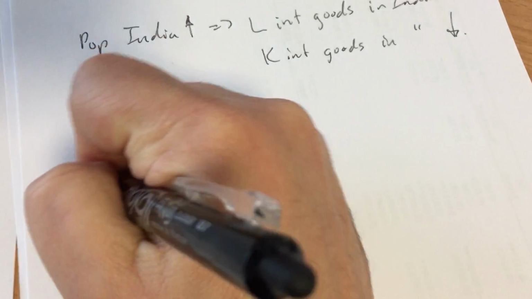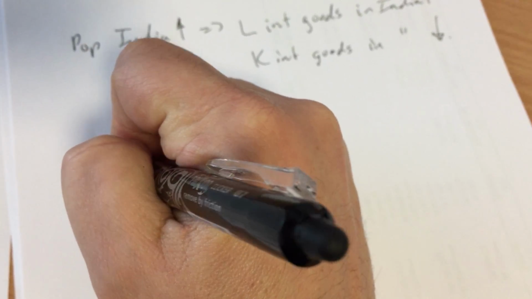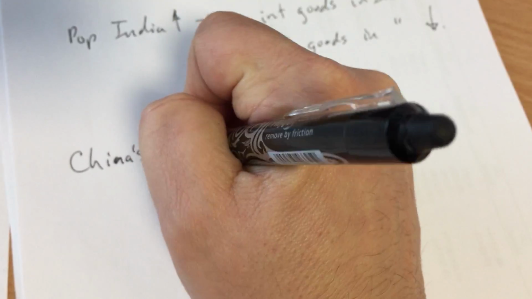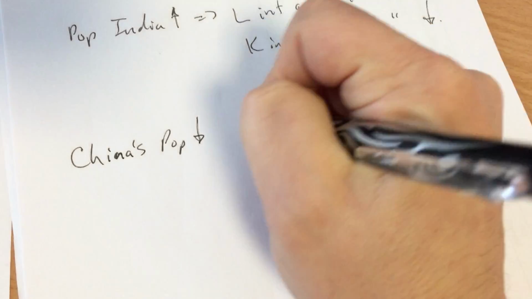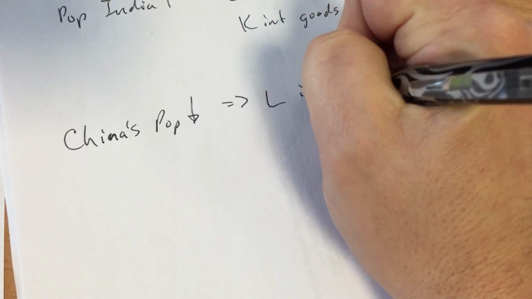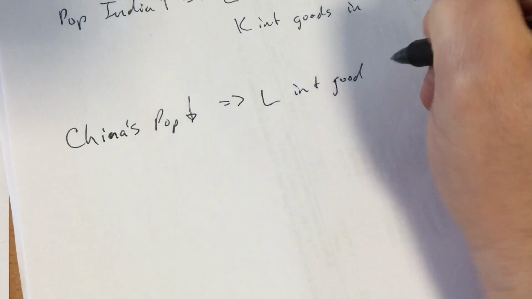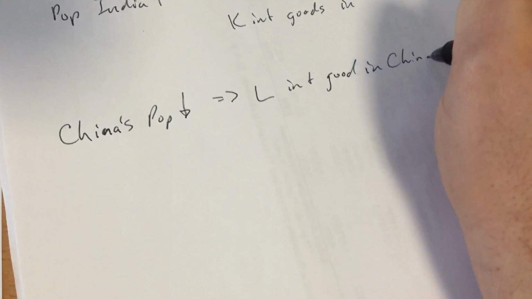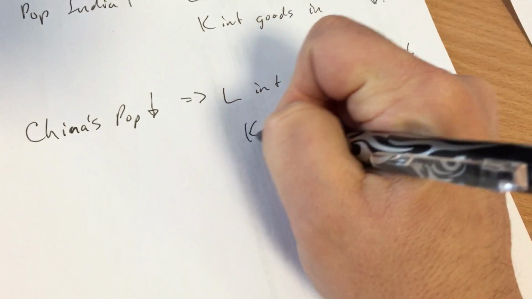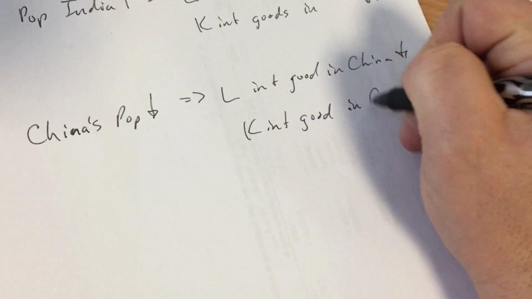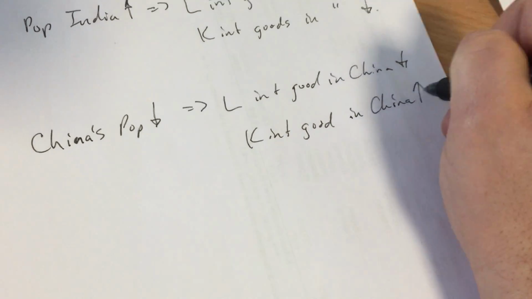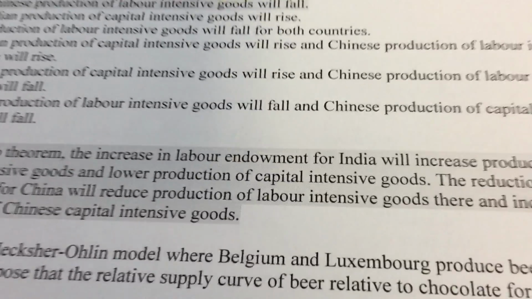Over in China, we've got the one-child policy. So China's population, we might think, is going to slow down, something like that. So that would tell us that labor-intensive good production in China should go down. Capital-intensive goods production in China should go up. So what are the options?